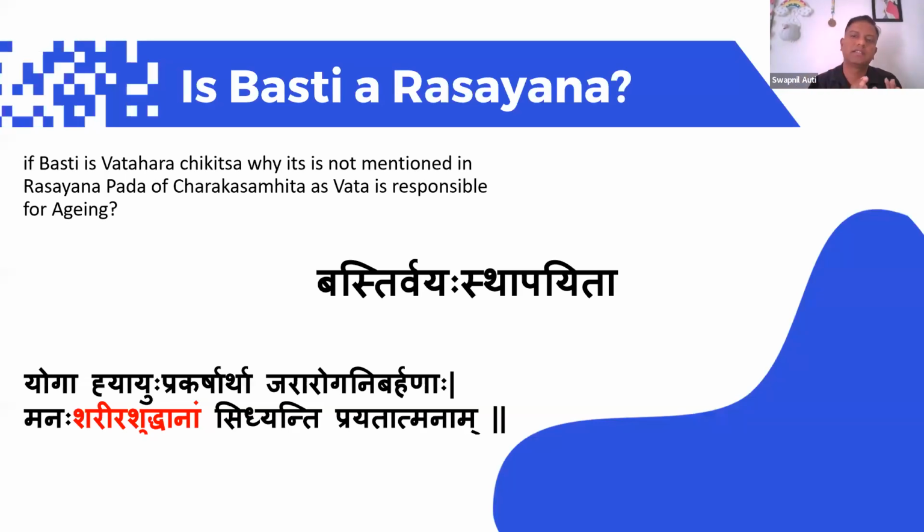Though in Rasayana Pad it is not a Bheshaj, so it is not mentioned there. But still, when Acharya speaks about the prerequisite to start Rasayana therapy, he clearly mentions Manaha Sharira Shuddhanam Siddhyanti Prayatatmanam. It means before starting any Rasayana therapy, the mind and body should be pure, that is, it should be done after Shodhana. Shodhana can be anything, no? Vamana, Virechana or Basti. Niruha Basti is generally considered as Shodhana and Anuvasana as Shamana. But being Mala Shodhana, Anuvasana can be considered in Shodhana. So in that way, Basti is a Rasayana and a prerequisite.